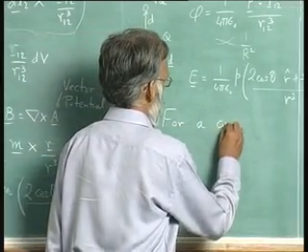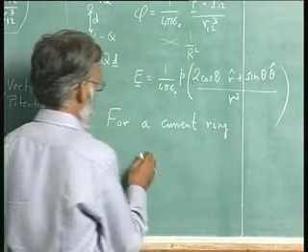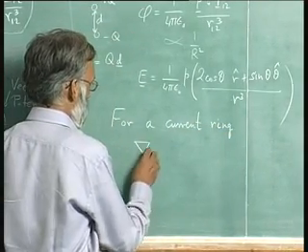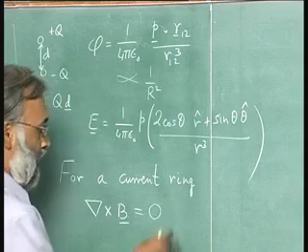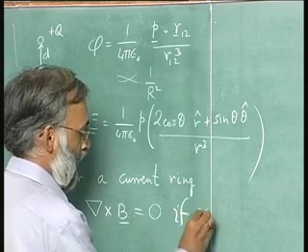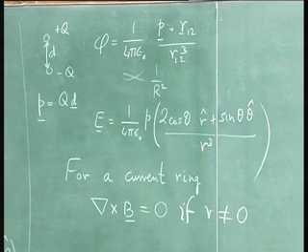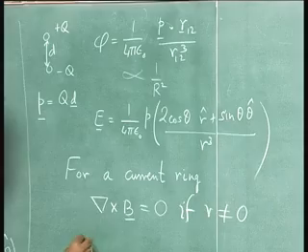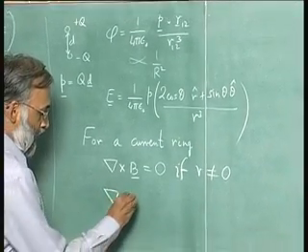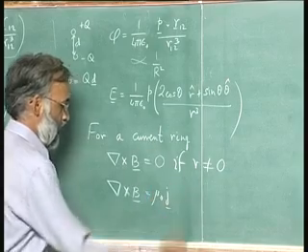And I showed for you that for a current ring, curl of B is 0 if R is not equal to 0. If R is equal to 0, curl of B is not 0, and we looked at that problem and we finally concluded that curl of B in general was equal to mu naught J.